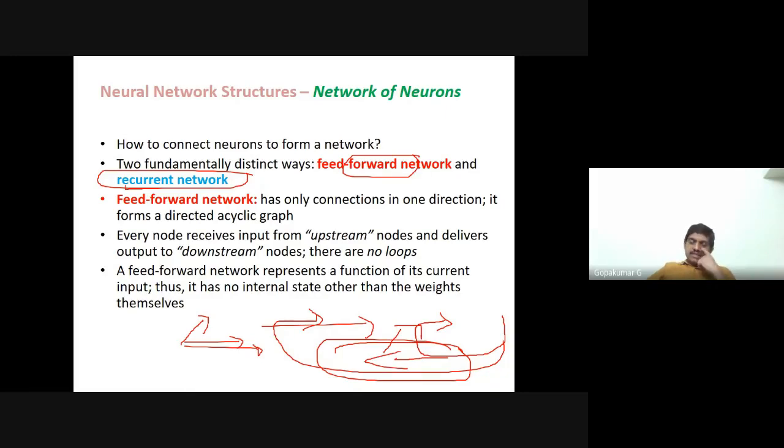When you consider a feed forward network, it has limitations, because the output is determined by the present input only. A feed forward network represents a function of its current input only. It has no internal memory or internal state. It does not take into account the previous state. But when you have a connection from the output back to previous neurons, in this way, you are taking the present output also as the next input.